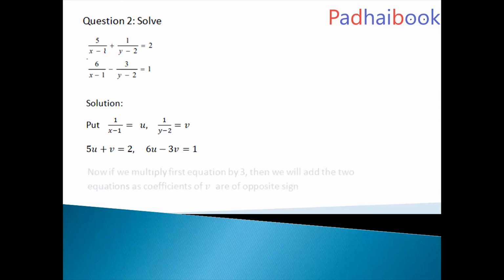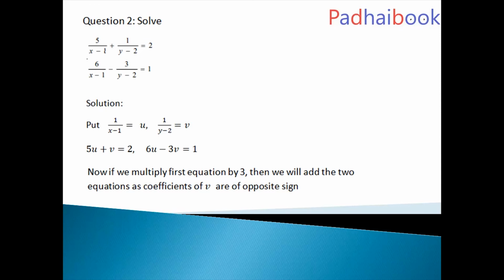Now again we are going to solve this by any of the methods. Now just observe, if I multiply the first equation by 3, the coefficients of v will be the same, but they are opposite in sign.